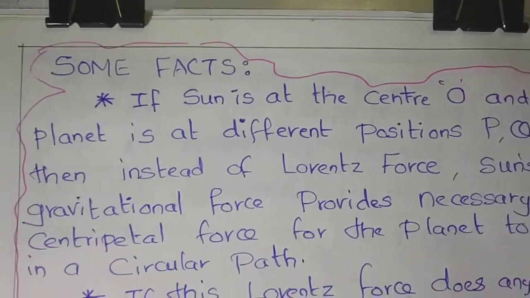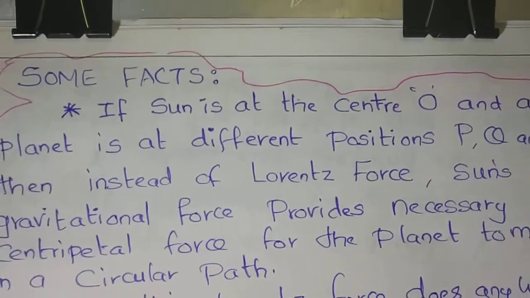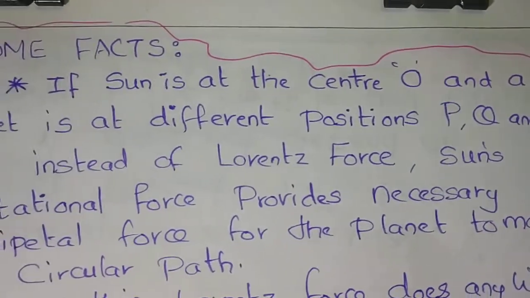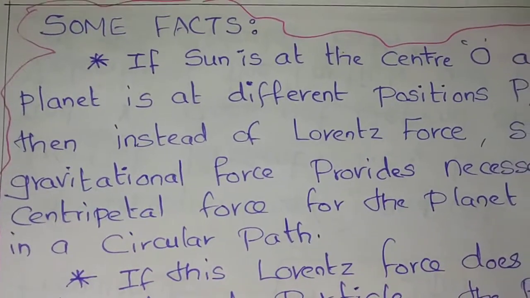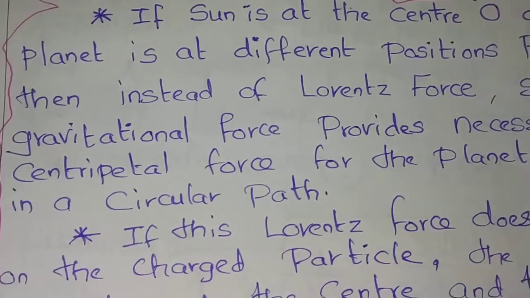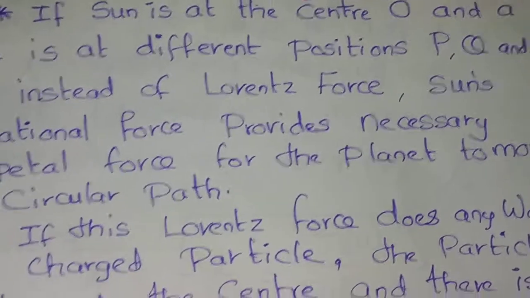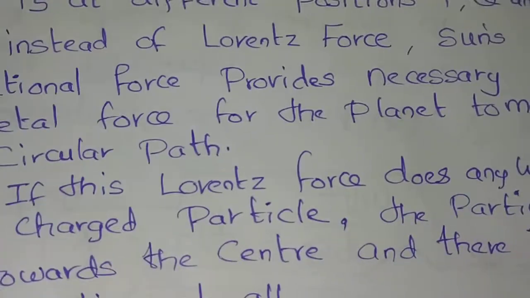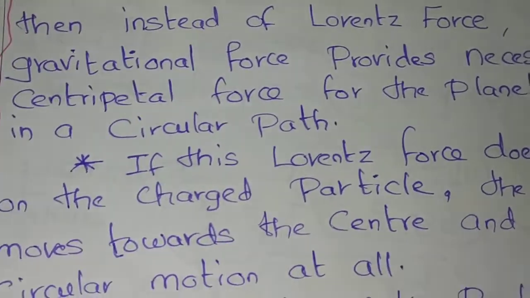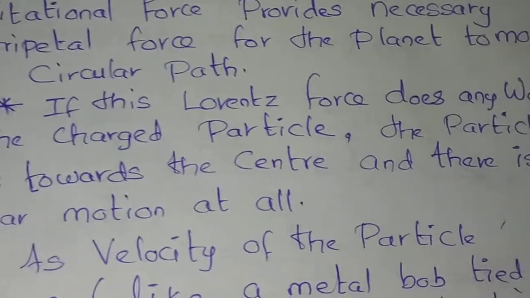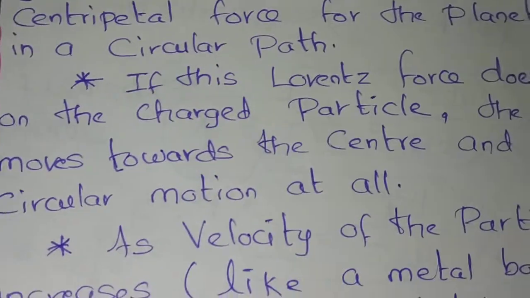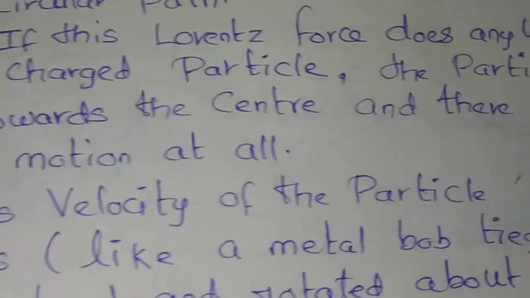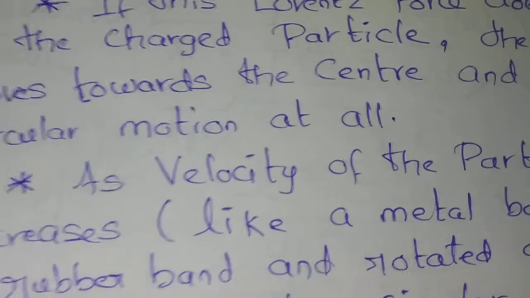Some interesting facts in this derivation. If the sun is at the center O and a planet is at different positions P, Q and R, then instead of Lorentz force, the sun's gravitational force provides the necessary centripetal force for the planet to move in a circular path. Okay, if this Lorentz force does any work on the charged particle, then the particle moves towards the center and there is no circular motion at all.